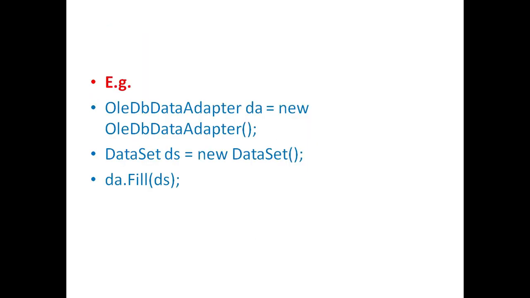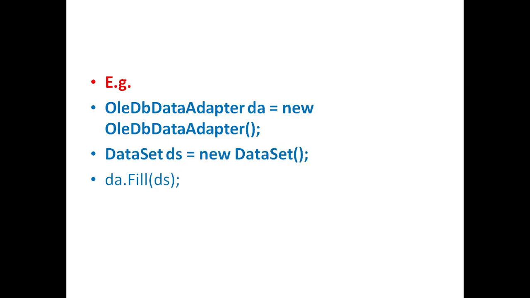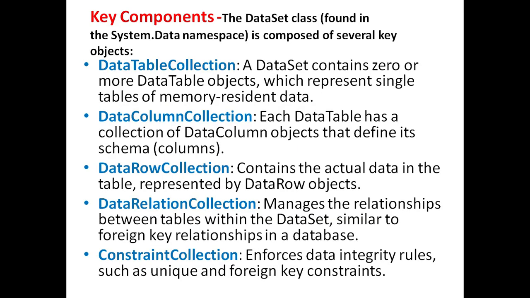For example, to define a DataSet, first we have to define a data adapter, then we define a DataSet, and we fill the DataSet using the data adapter. The DataSet class found in the System.Data namespace is composed of several key objects.